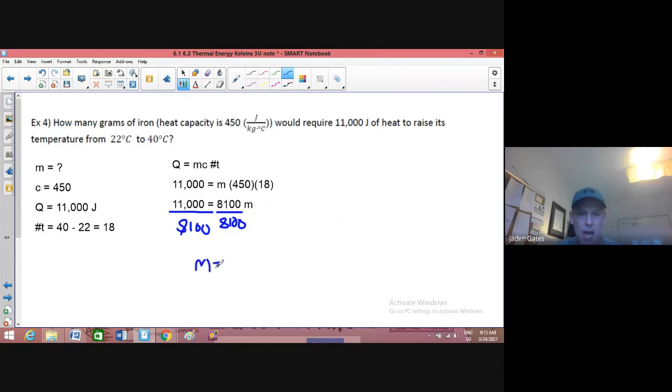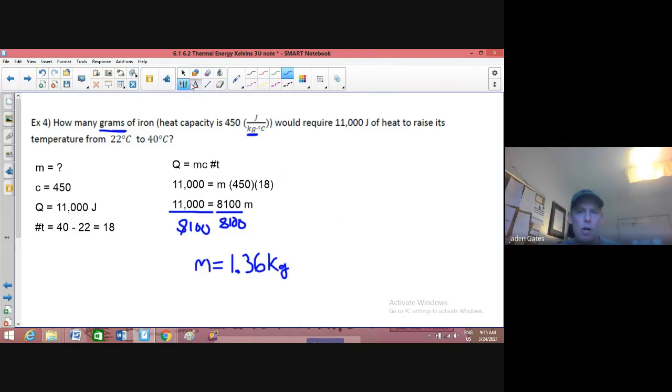So my mass, I take 11,000 divided by 8,100, go to 2 decimal places, which it was good to see on the test. Everybody did that. I didn't see too many people rounding, very little rounding. All right, so my mass is 1.36, but again, we are in standard units here, so this answer is in kilograms.